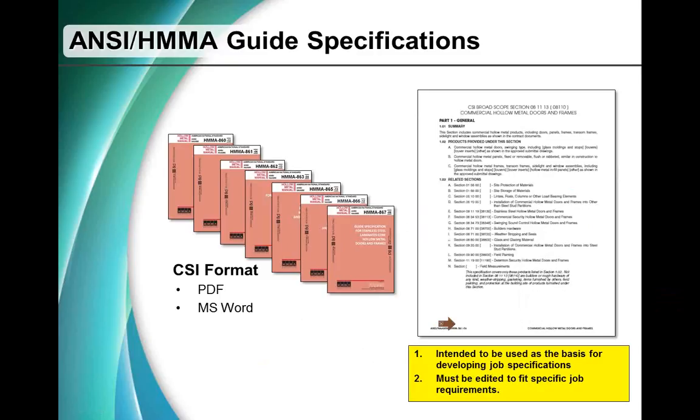Now from there we move into the guide specifications. There are actual 7 guide specifications currently in publication. These are all in CSI format. They're downloadable from the web in either PDF format or MS Word format for an architect to use to modify. They're set up just like CSI specifications. They go everywhere from basic light-duty hollow metal into your different detention type products.